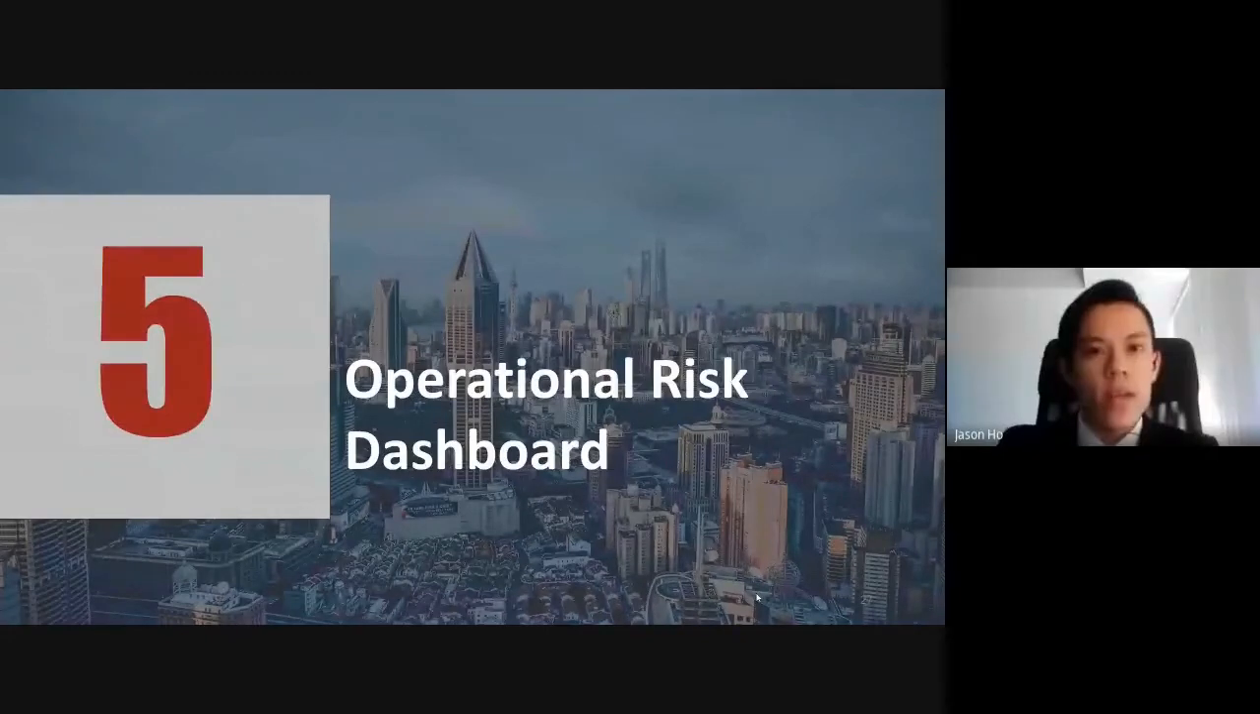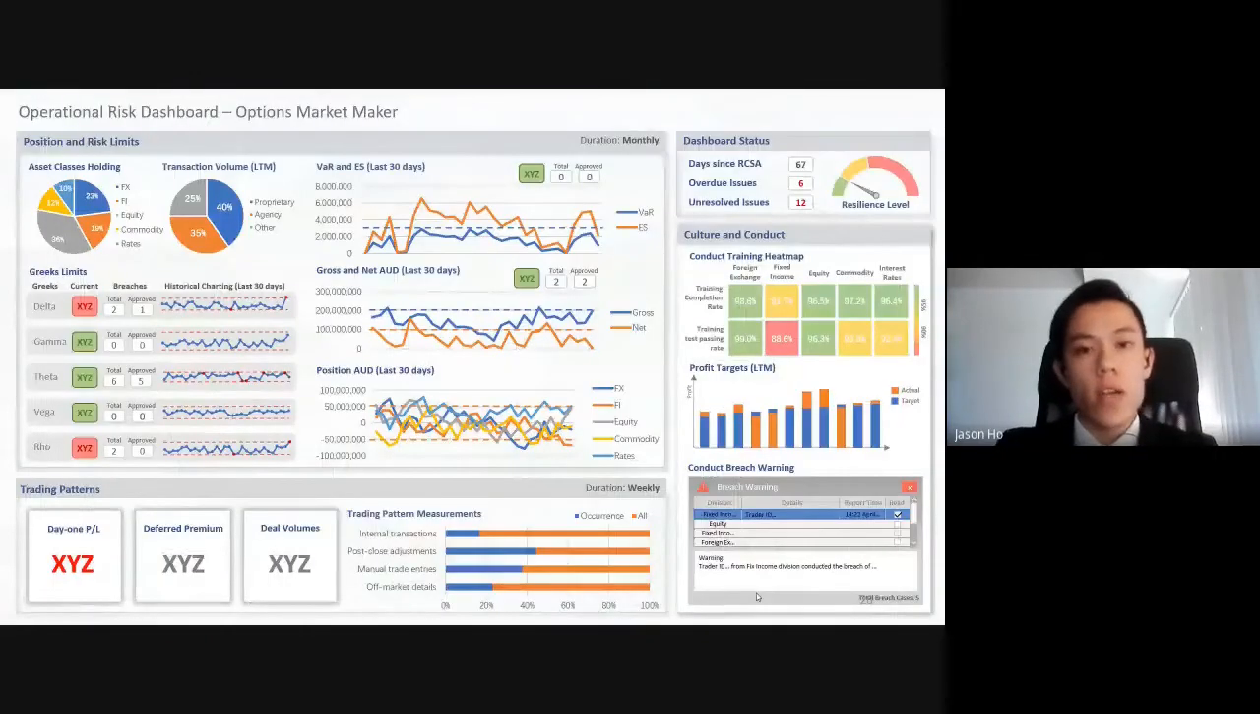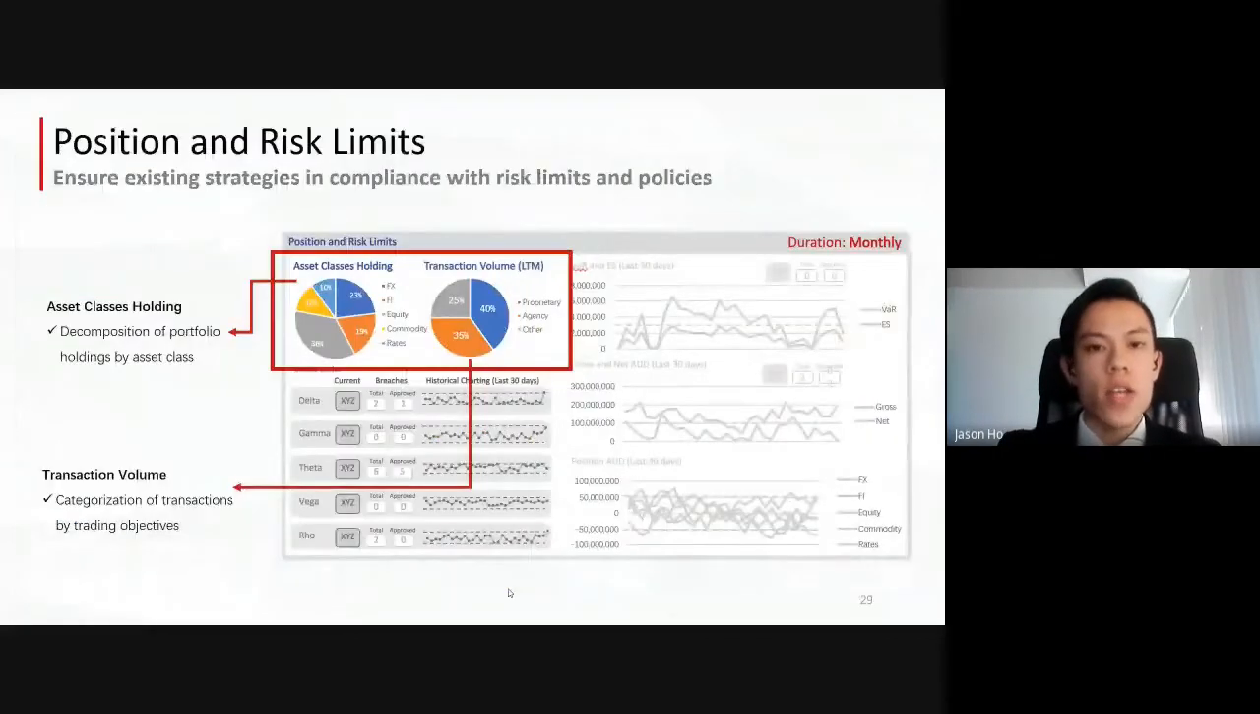Okay, so in addition to market risk, we also want to look at the operational risk of a trading desk. So here's a dashboard for operational risk that we propose with 4 different sections. On the top right, we have the dashboard status, which indicates any issues that they've discovered during an RCSA, and also the general resilience level by their level of capital buffers and the adequacy of a BCP, a business continuity plan.